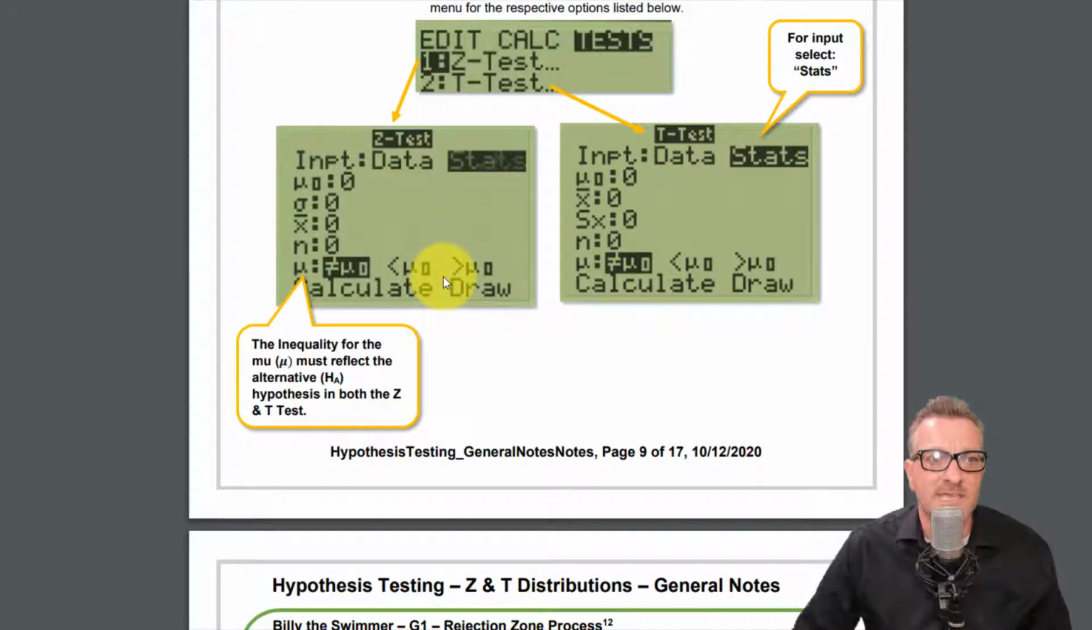A little hint: the not-equal-to is the alternative hypothesis, and that will never be your null hypothesis, and these should not be your null hypothesis as well. So this is always your alternative hypothesis. Make it match, okay?